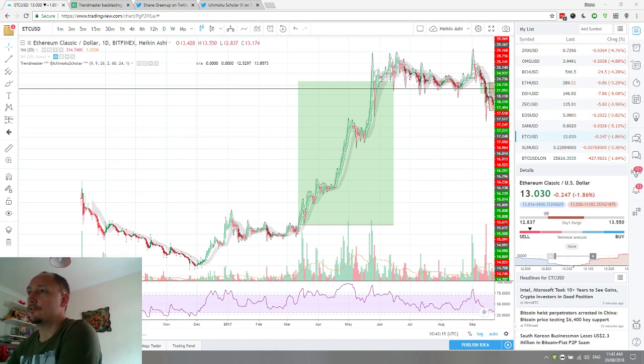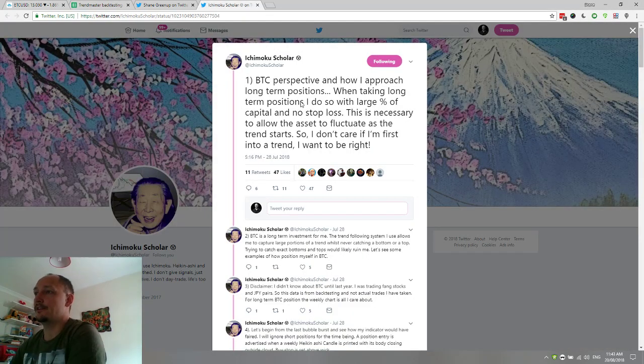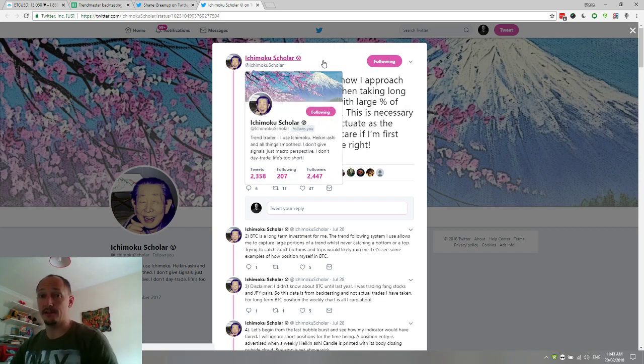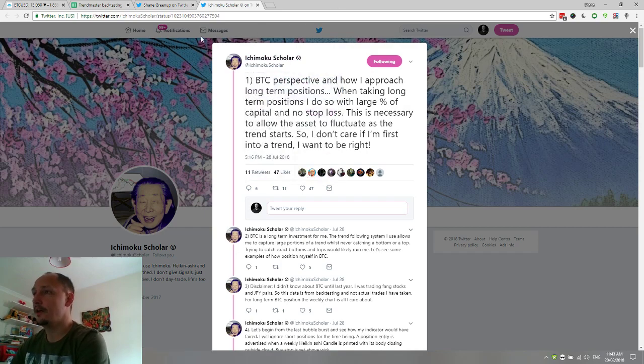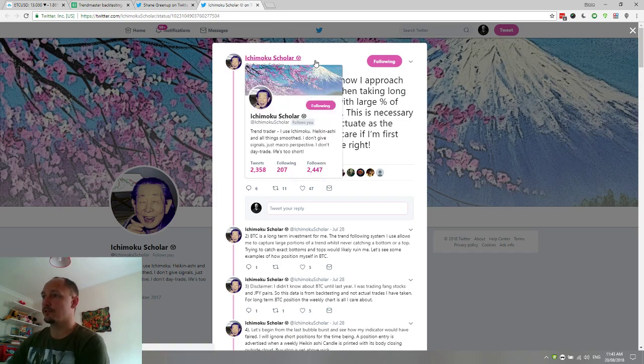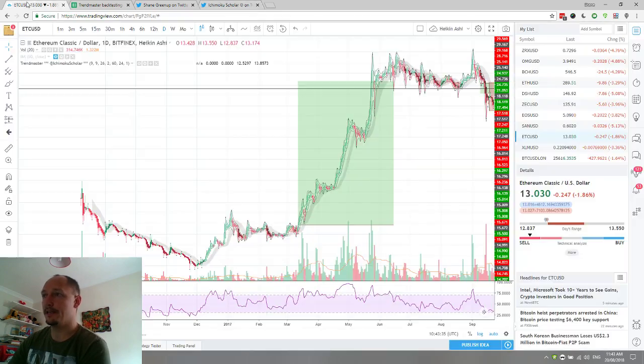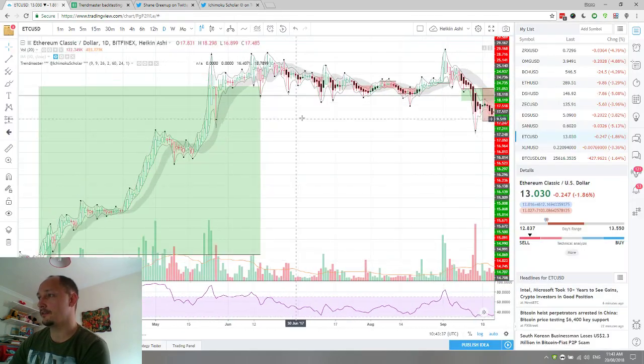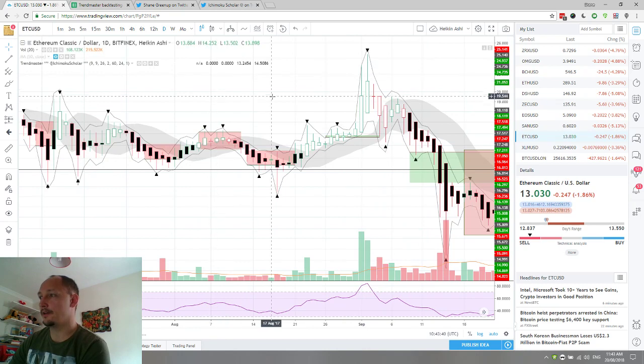Hi, so I just want to do a quick video explaining how I've backtested the Trendmaster trading system that Ichimoku Scholar has developed and made freely available on TradingView. So just for anyone that doesn't know, Ichimoku Scholar created this indicator, which you can see in place here. It works with Heiken Ashi candles, and it colors the candles black or white depending on whether it's a buy signal or a sell signal.